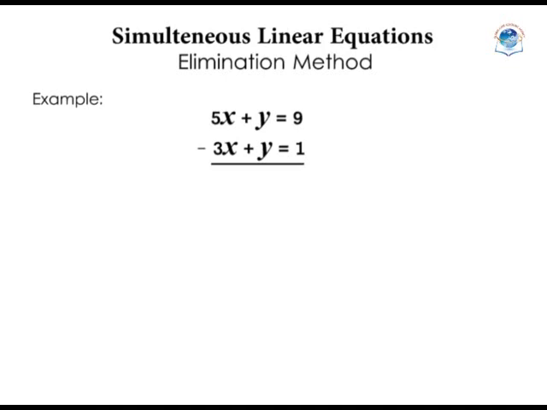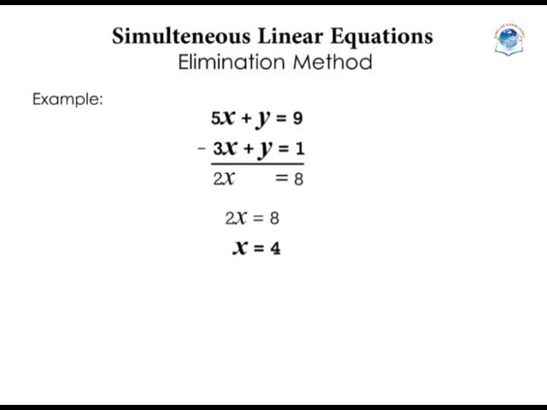If we do that, 9 minus 1 is 8. The equal sign, y minus y is 0. And then 5x minus 3x gives us 2x. And so we remain with 2x is equal to 8, and x is therefore equal to 4. Now we have the value of x.